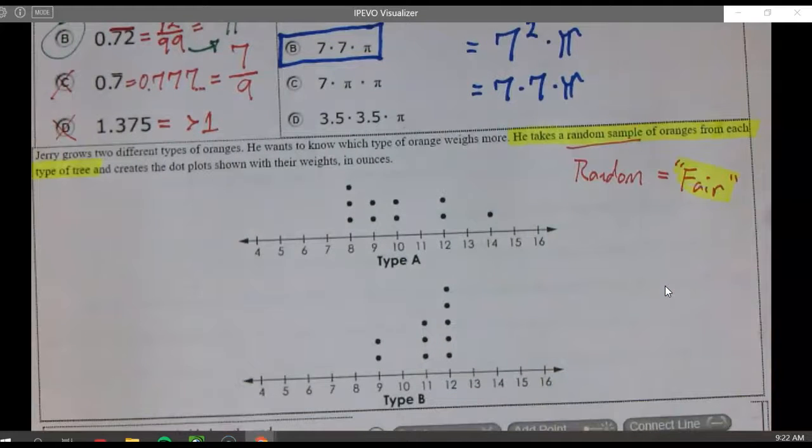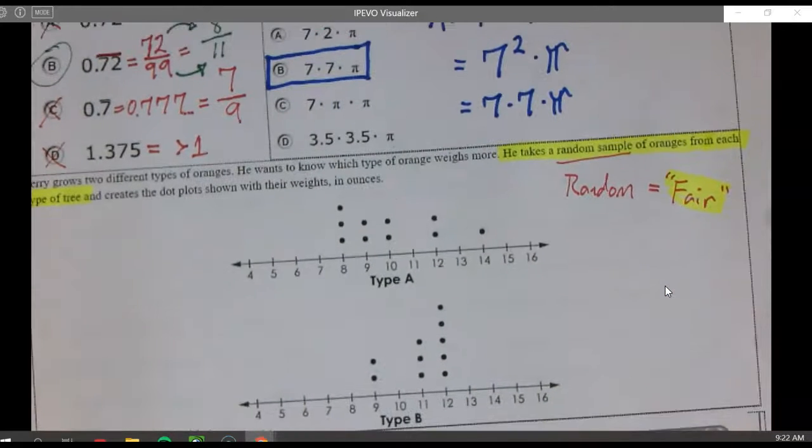So take a moment. What do you think? I'm going to use random cards to make sure we're all awake this morning. What do you think about which type grows bigger oranges? Victor, what do you think?